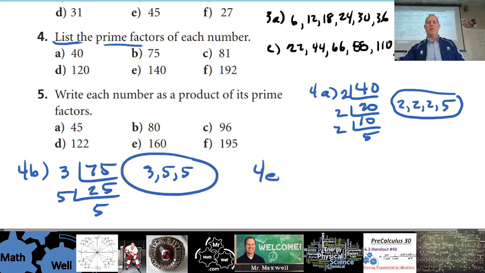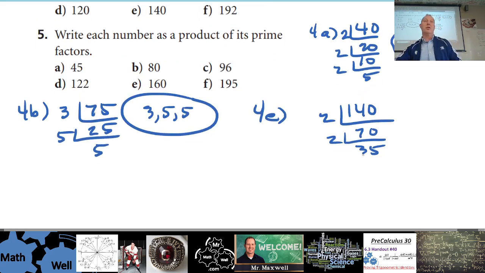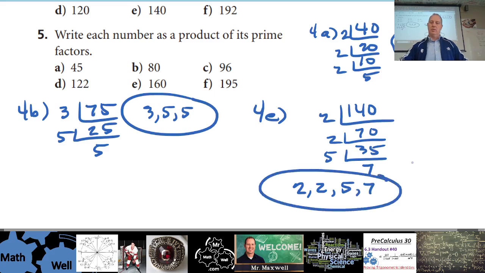So I'll do another one. I'll do 4E for you. Down the list a bit. So 2, 70, 35. Now you don't have to pick the lowest one necessarily, the lowest prime number. Looks like there's 2 here, maybe. You can pick 5. Anything that ends in 5 is divisible by 5. That's good. So 5 times what is 35? 7. There you go. There's your prime number. So 2, 2, 5, 7. Those are all your prime factors for 140.